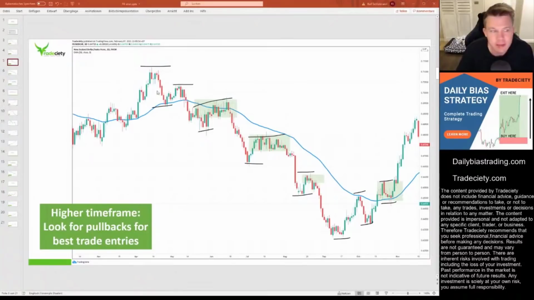Do you grade your pullbacks? No, I just make sure that I have all the criteria present, and if all criteria are present, then I will get into the trade. So I have a checklist, and if all my checklist criteria are met, then I will get into a trade.